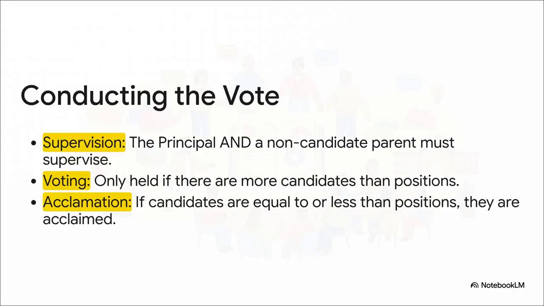And when it's time for the vote itself, these 3 rules are key to making sure the outcome is transparent and totally legitimate. That dual supervision by the principal and a non-candidate parent, that's a really crucial check and balance. And understanding the difference between when you need to vote versus when you can acclaim members, that just prevents unnecessary process and keeps things moving efficiently.